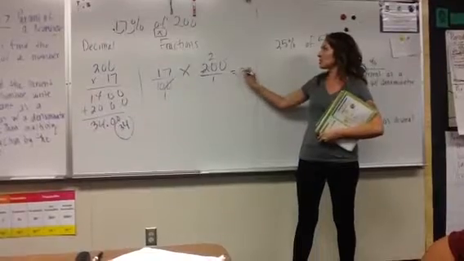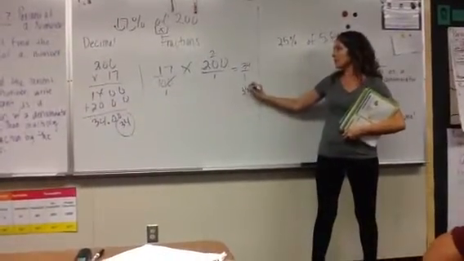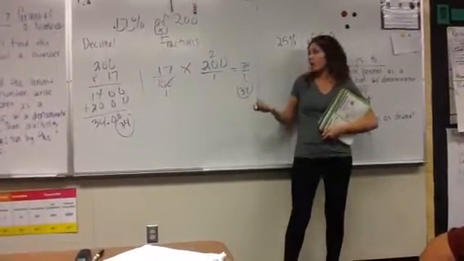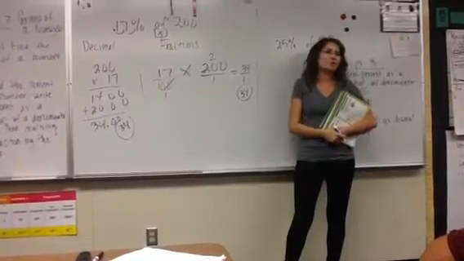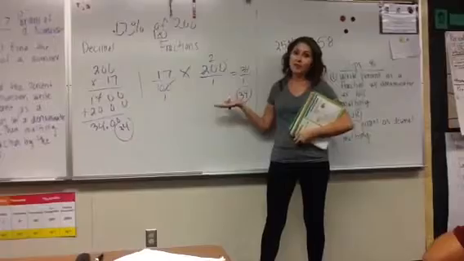17 times 2 is 34, and 1 times 1 is 1. Well, that's the same thing as just 34. Both ways are going to give you the exact same answer. It's just what do you prefer? Using decimals or using fractions?